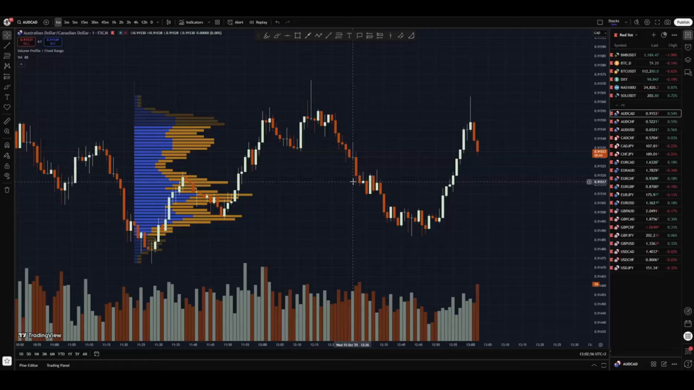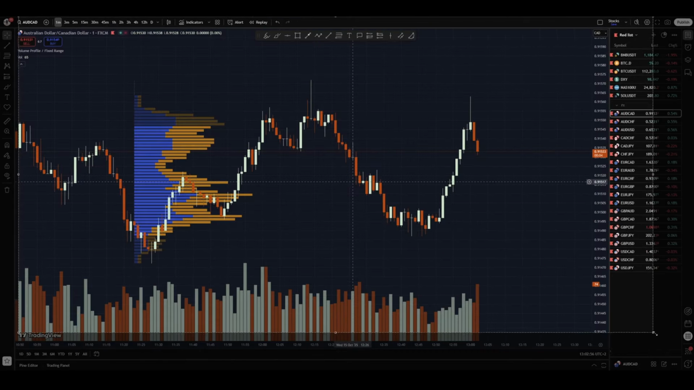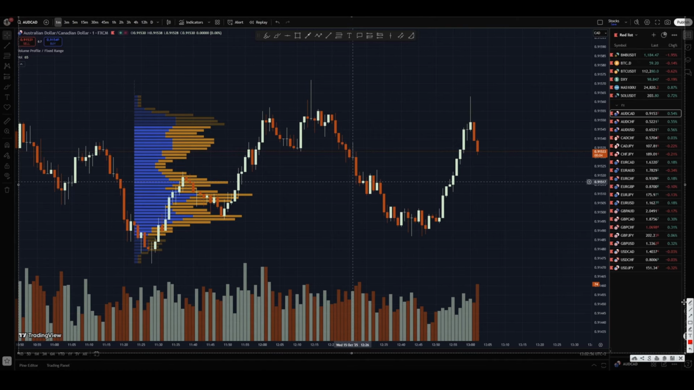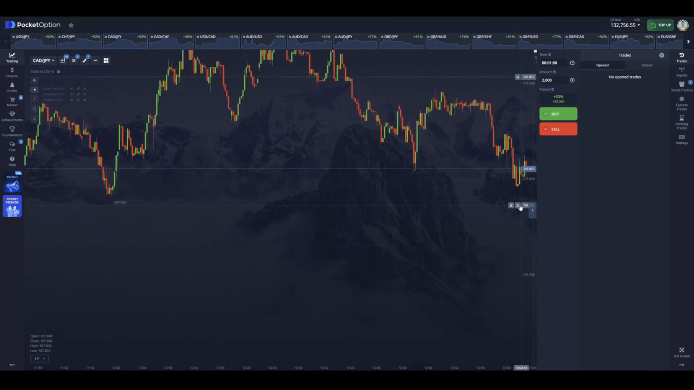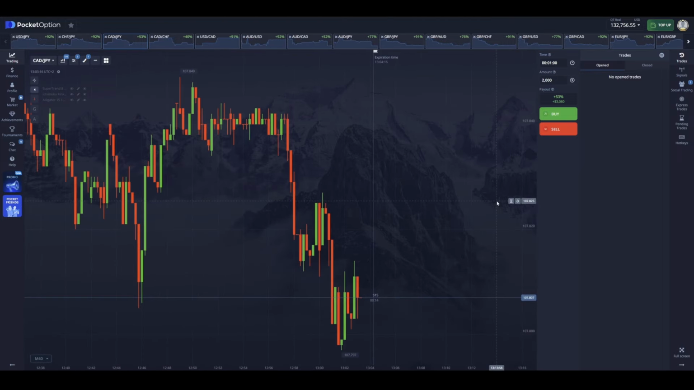In this video, you will learn how to choose a currency pair and what to pay attention to. And, accordingly, after this video, you will be able to choose a currency pair very accurately and make money on it. We'll go over the method we'll use on TradingView, and we'll also go over Pocket Option. Accordingly, you will understand both methods.